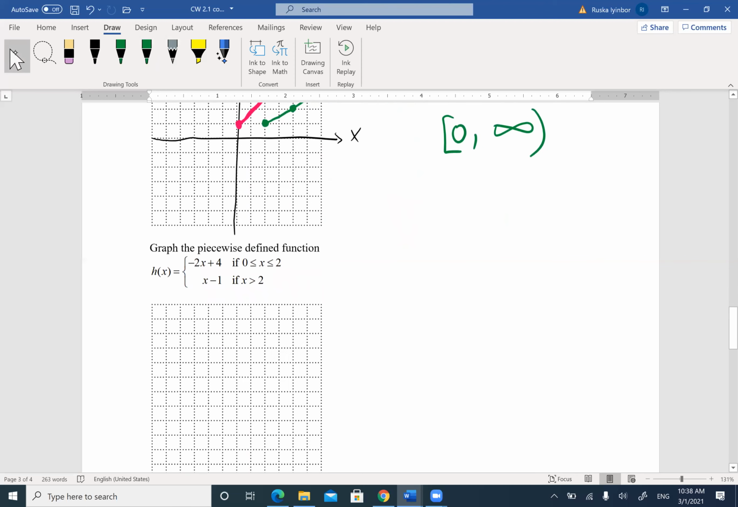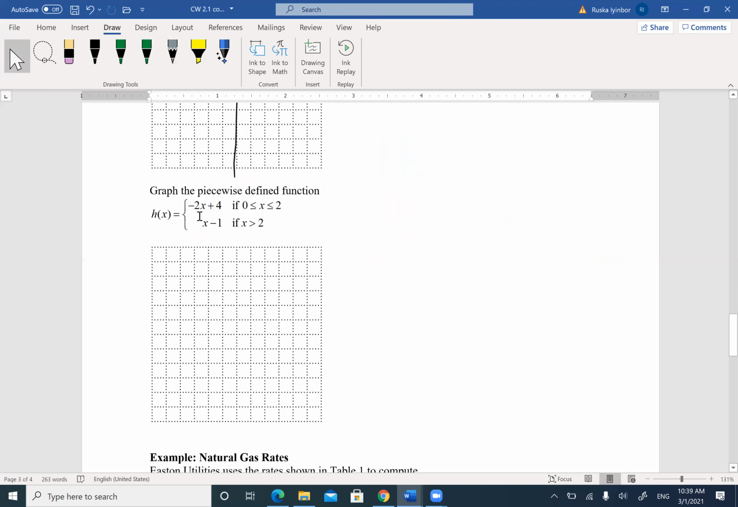And then the next one is the same way. We have to graph the first function from 0 to 2, with a point at 0 and a point at 2. And for greater than 2, it's going to start from 2, but it's going to have an open circle at 2. So you graph it the same way.